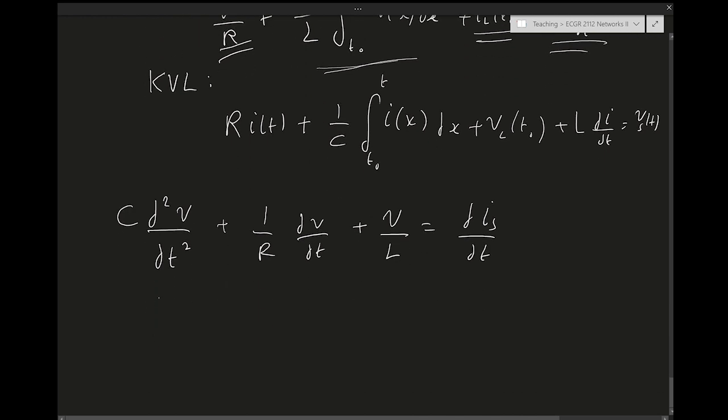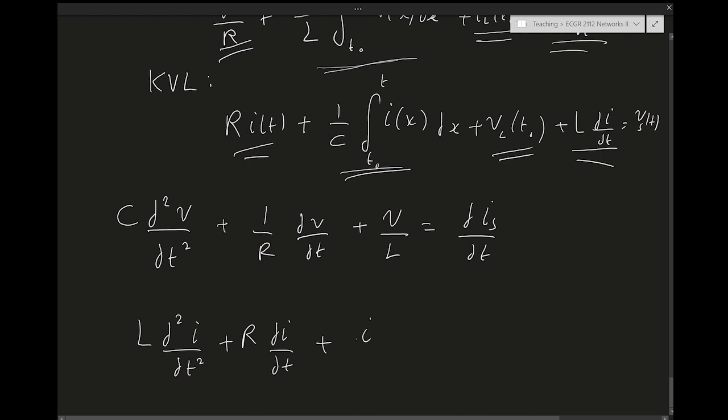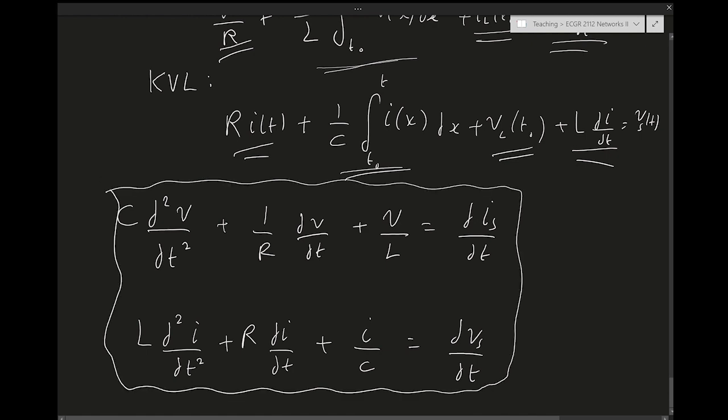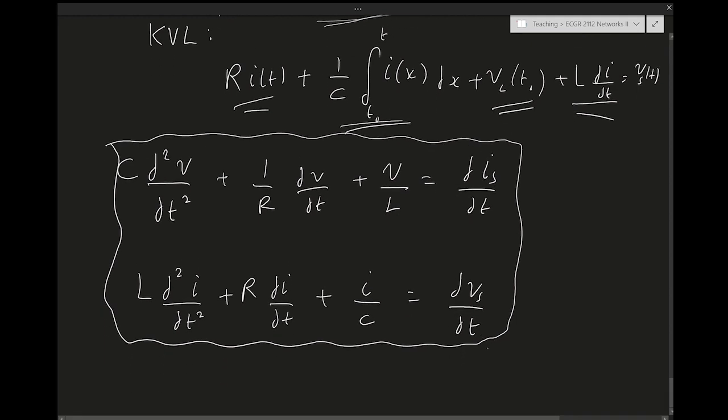For the series case, again, I differentiate again. Let me start with this term. I end up with L d²I/dt². This is 0. This term gives me plus R dI/dt, and this term is the inverse of the integration, which is just plus I over C, equals dV_s/dt. Okay, so both those circuits give me a second order equation, and the transient response of those circuits is going to be dependent on what kind of solutions second order equations have.